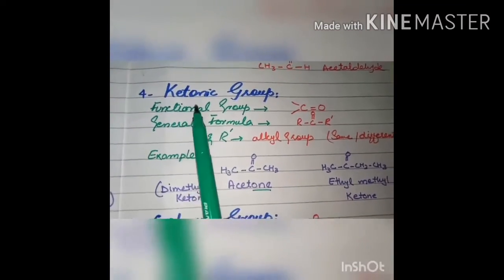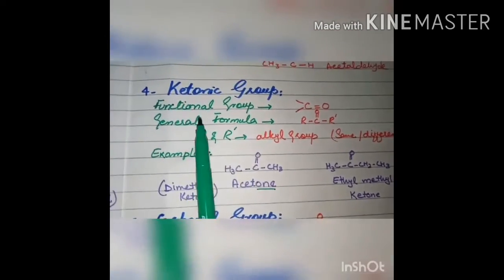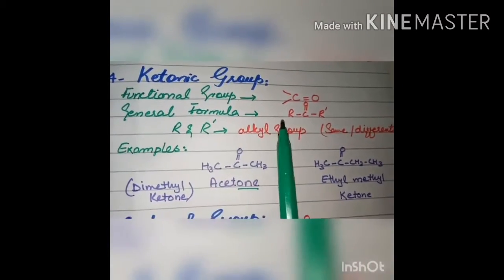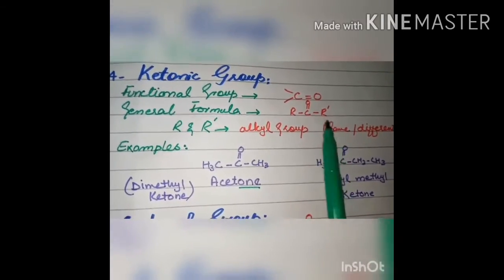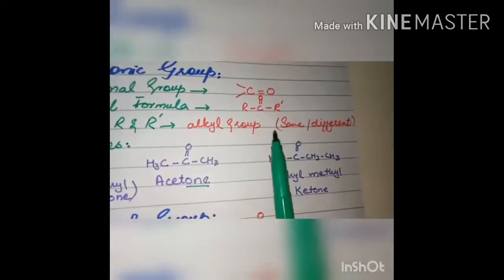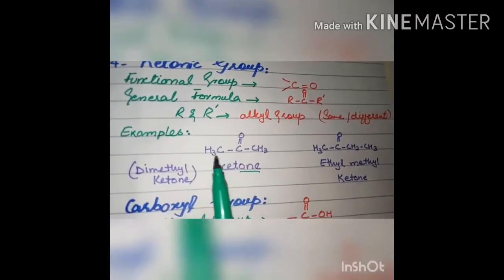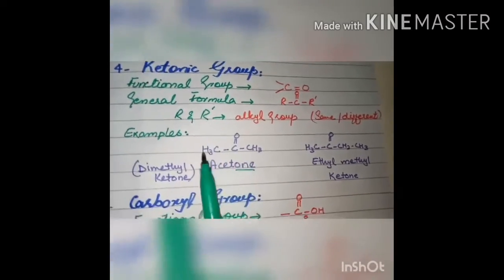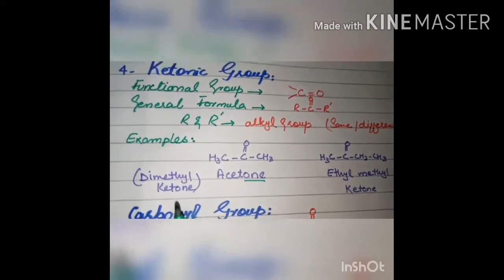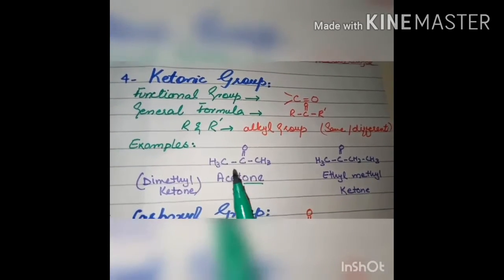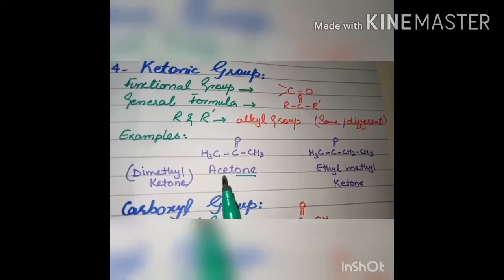Okay students, the next group is the ketonic group. The functional group for the ketonic group is C double bond O. The general formula is R, C double bond O, R prime. Again, R and R prime here are alkyl groups, which may be same or different. Now see the examples: CH3, C double bond O, CH3. Here again two methyl radicals are there, so its name is dimethyl ketone. All the ketones end with the suffix ONE. So its other name is acetone.